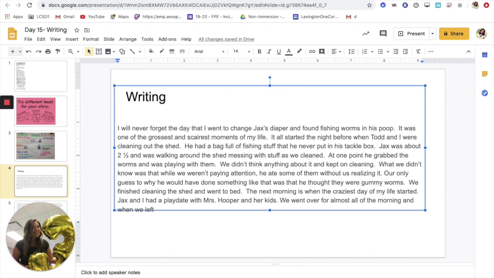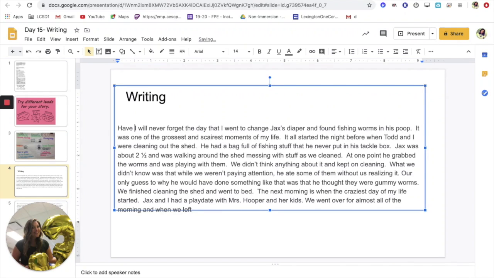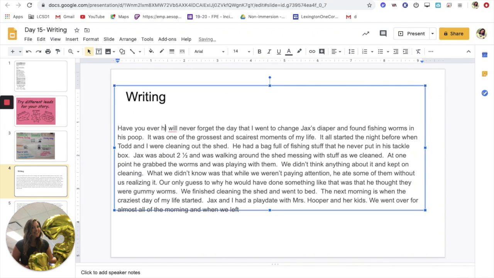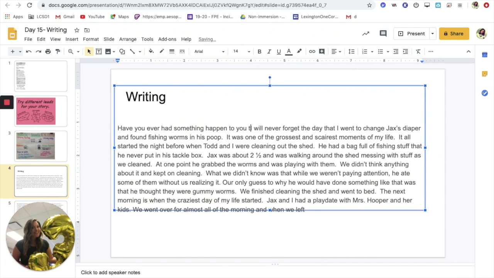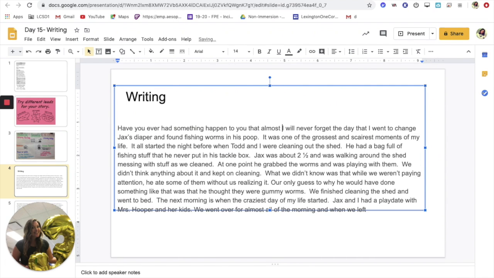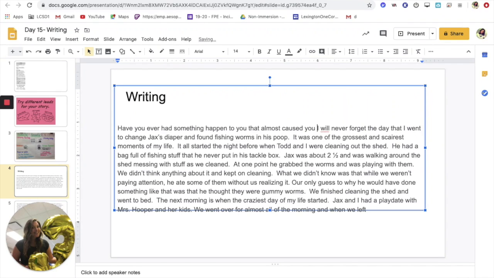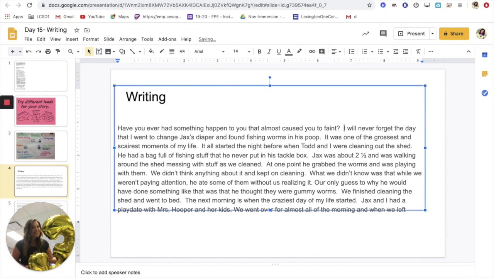So I'm going to say, have you ever had something happen to you that almost caused you to faint? And then, I will never forget the day that I went to change Jax's diaper and found fishing worms in his poop. There we go.